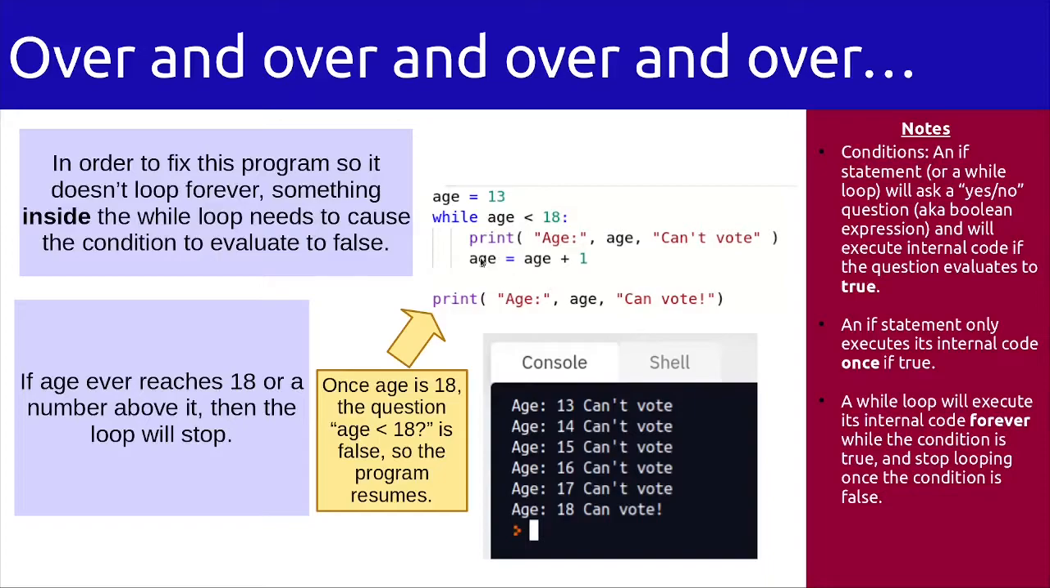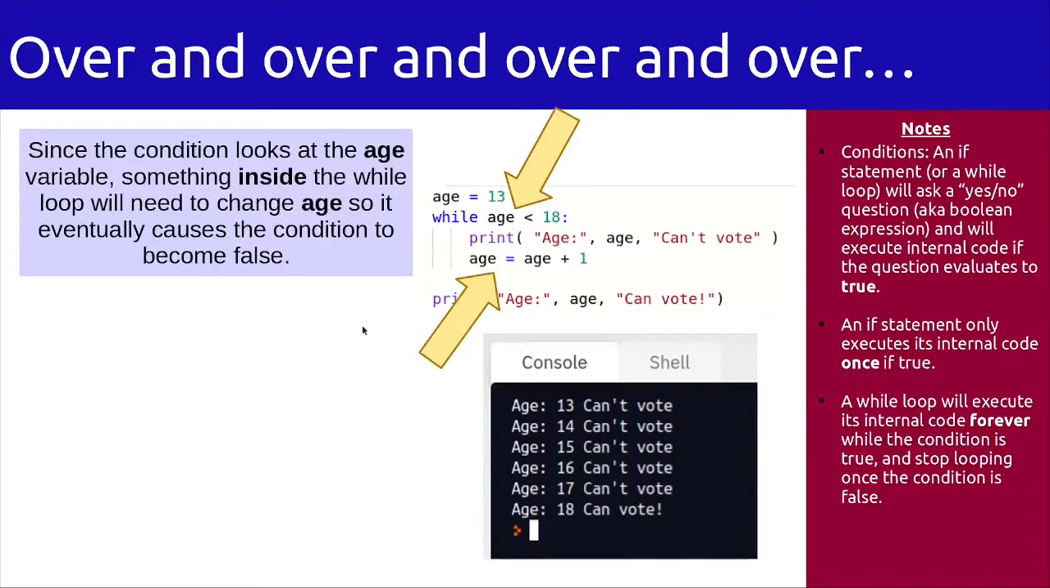If this weren't inside the loop, it would not fix the infinite loop problem. If this was out here, it wouldn't do anything. It has to be inside. So once the age reaches 18, or if we were adding by 2 each time, if it reached 19 or something greater than or equal to 18, it would eventually stop.